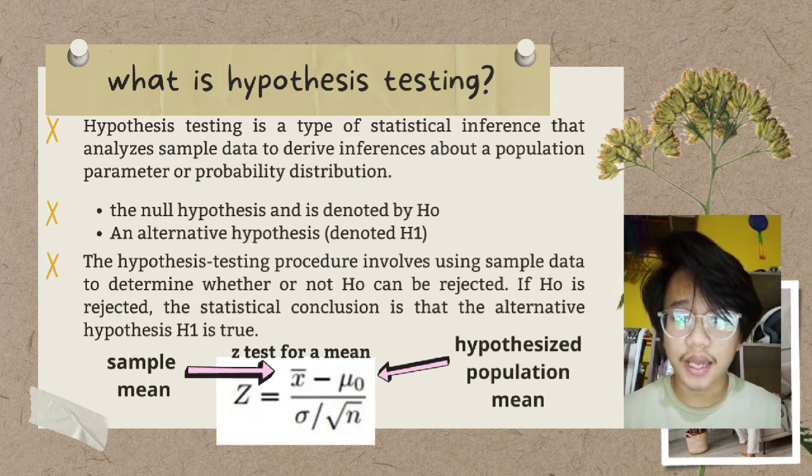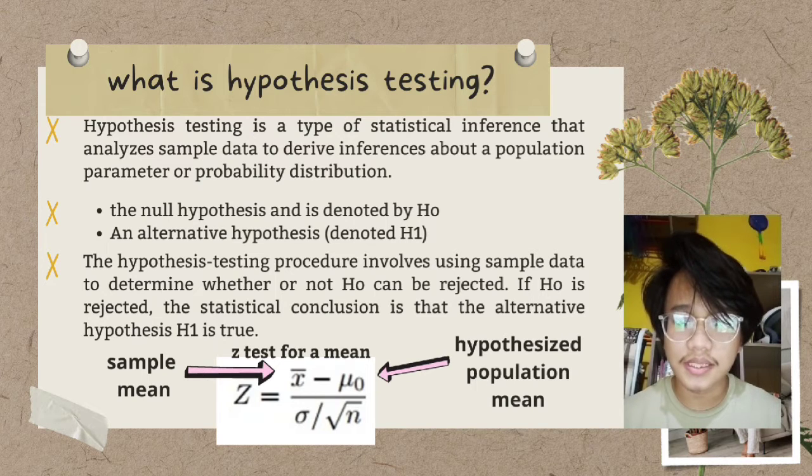Hypothesis testing is a type of statistical inference that analyzes sample data to derive inferences about a population parameter or probability distribution. First, an educated guess is formed regarding the parameter or distribution. This assumption is known as the null hypothesis and is symbolized by H0. Then the alternative hypothesis, denoted H1 or HA, is defined, which is the inverse of what is stated in the null hypothesis.